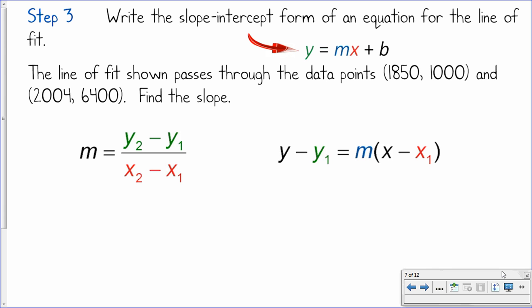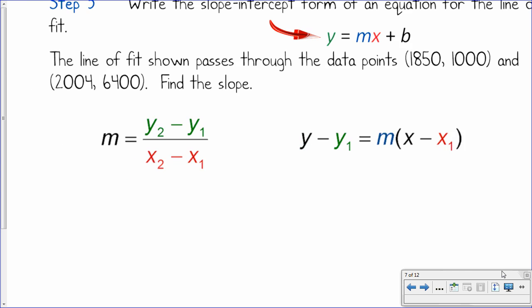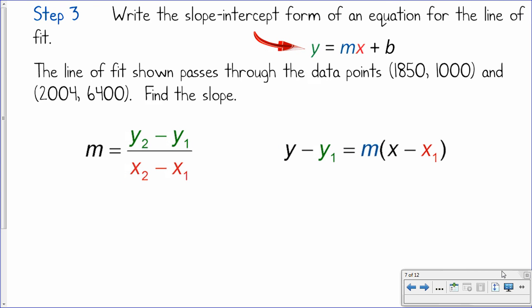The line of fit passes through the data points 1850 and 1,000. That was one of my ordered pairs, right? And 2004, 6,400. So we want to find what first? Find the slope. Okay, so my points are, this is my x1, y1. Label that on the sheets that I gave you. x2, y2.